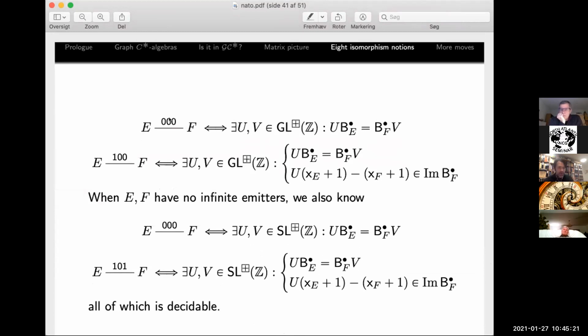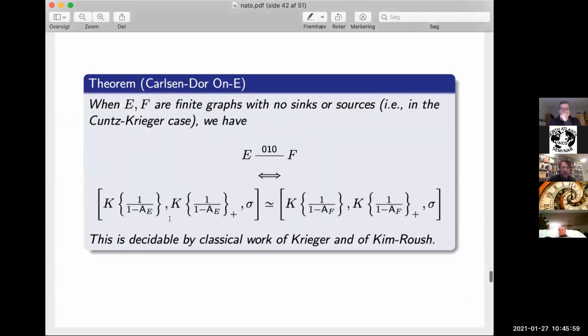If I have, oops, there's a typo. If I have no infinite emitters, I can put 0, 0, 1. So this is supposed to be a 1 here. And then you ask for SL matrices rather than GL matrices. That just means that the diagonal matrices have to have determinant +1. I know this in the Cuntz-Krieger case because it relates to flow equivalence. But if I have infinite emitters, I actually don't know. And you can do the same with unital isomorphism.